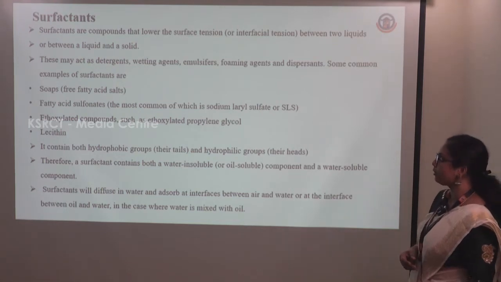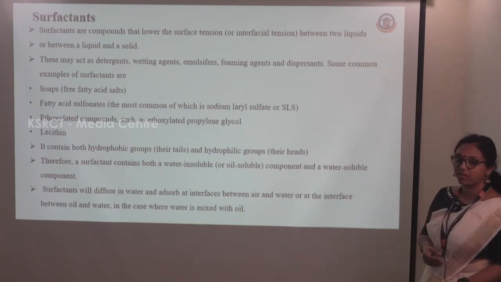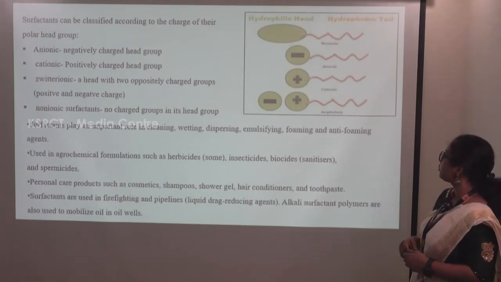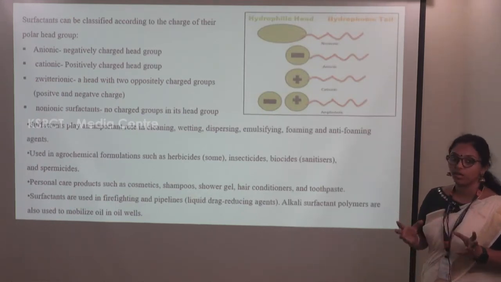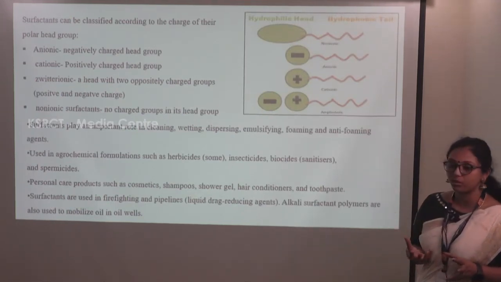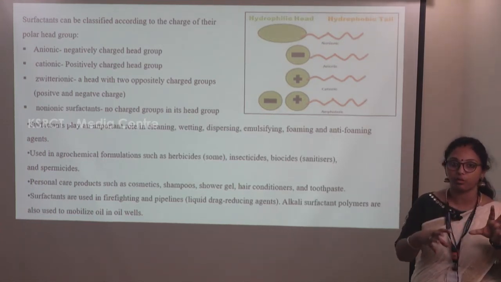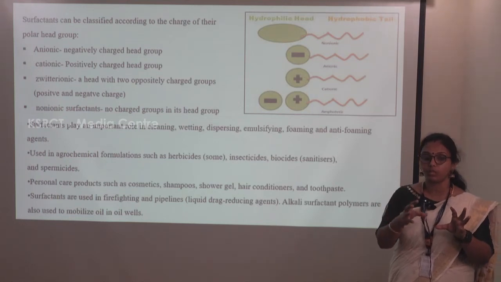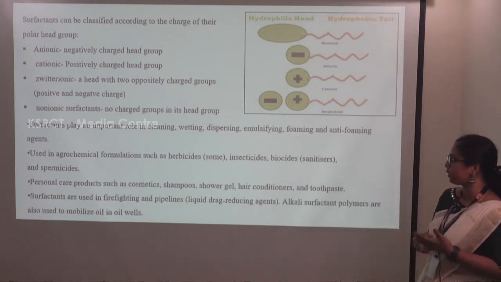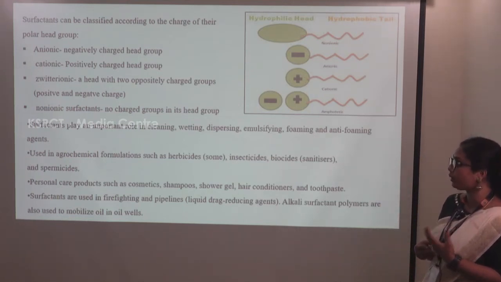So next, coming to the different types of surfactants, they are based on the charges on the polar head. I said there will be a head part and a tail part. So depending upon the charges on the head part, they are classified into 4 types: anionic, cationic, zwitterionic, and non-ionic.